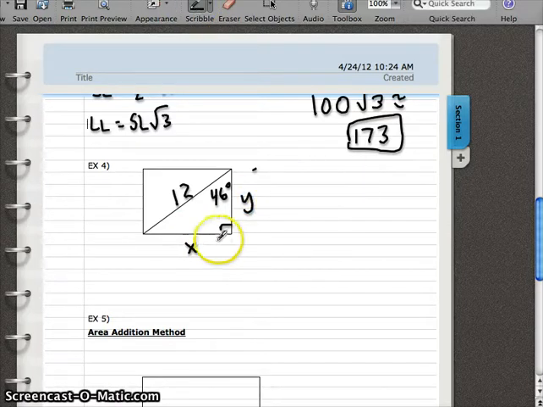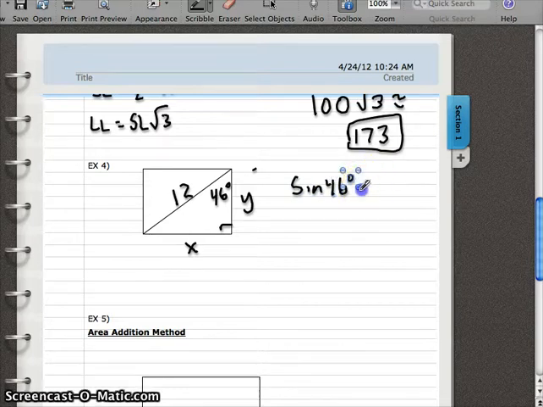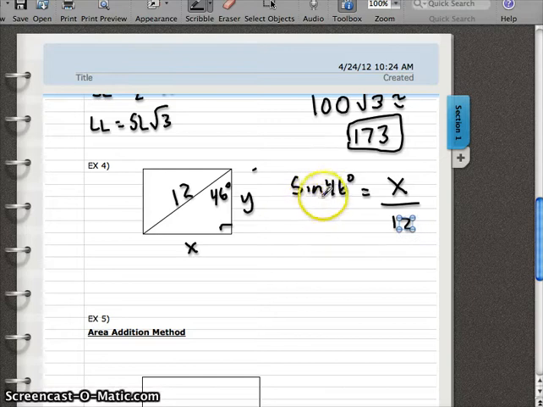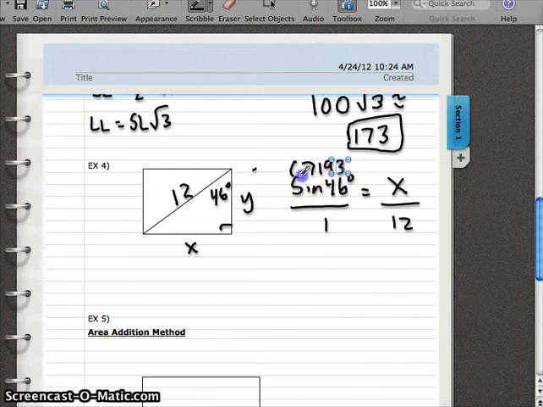To find the length of our base here, x, we want the side opposite the angle, and we want to use the hypotenuse. So opposite and hypotenuse tells us that we need to use sine. So the sine of 46 degrees is equal to opposite side over hypotenuse. Find the decimal value of the sine of 46 degrees, either using your calculator or a trig table, and you should get something close to 0.7193.